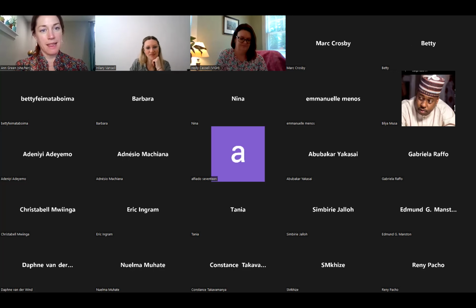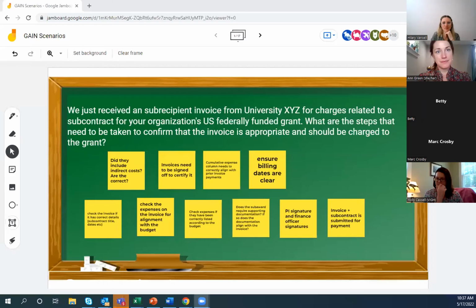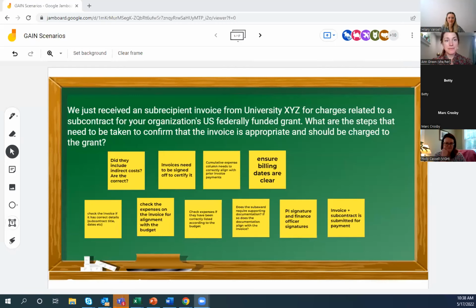I'm going to share my screen again so we can see the first group here. Got quite a few sticky notes here. The first scenario was: we just received a subrecipient invoice from University XYZ for charges related to a subcontract for your organization's US federally funded grant. What are the steps that need to be taken to confirm the invoice is appropriate and should be charged to the grant? And so would somebody from that first group like to talk about a couple of these or hit some of the highlights from your conversation?